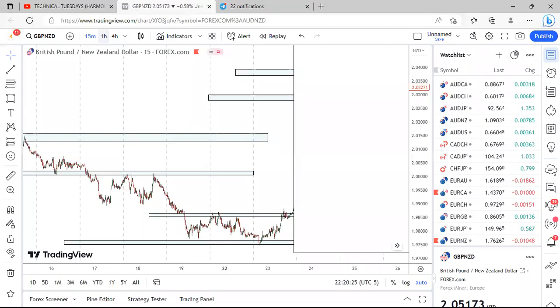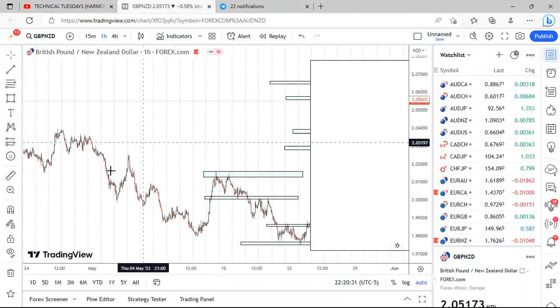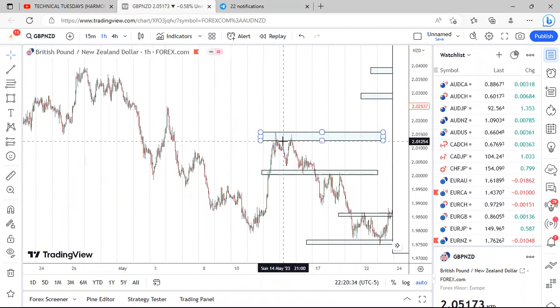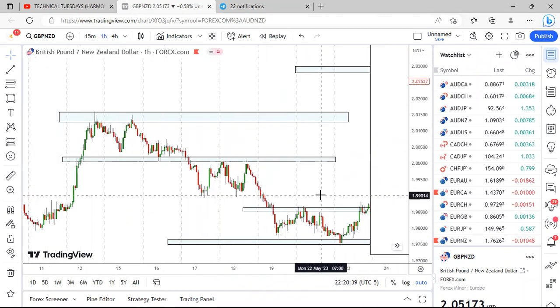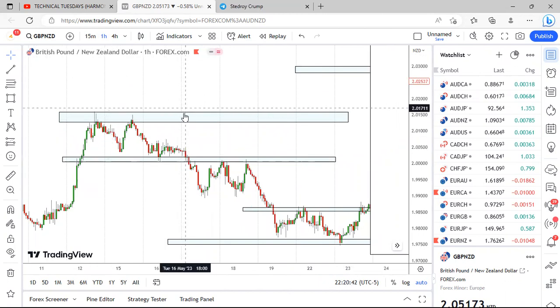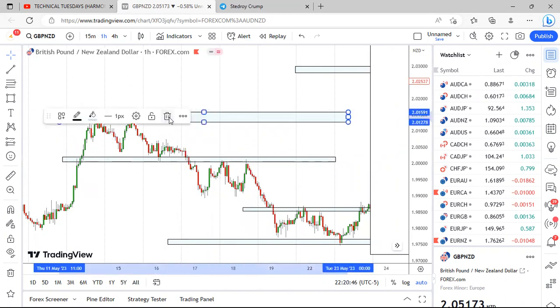Oh, this is a castle. Okay, so this is what I was on. So I'll just scroll into this. Okay. So essentially, what is the essence of this trading strategy? This right here, these boxes.